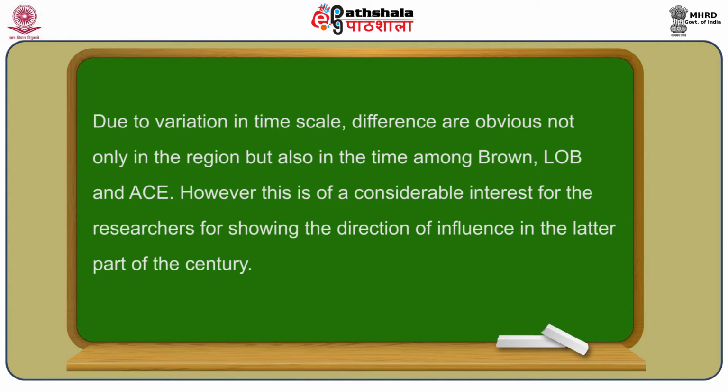What happens actually is that due to variation in time scale, differences are obvious not only in the region but also in the time among Brown, LOB, and ACE. However, this is of considerable interest for researchers for showing the directions of influence in the latter part of the century. So the difference of nearly 20 years can show what kind of changes Australian English has undergone.